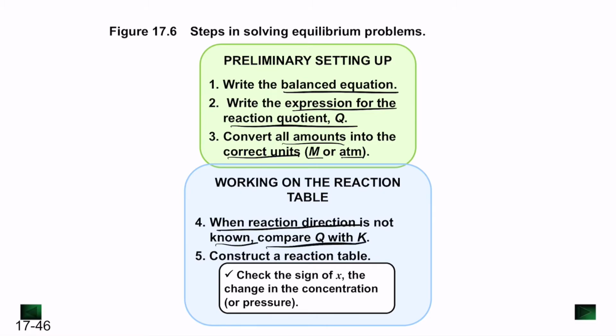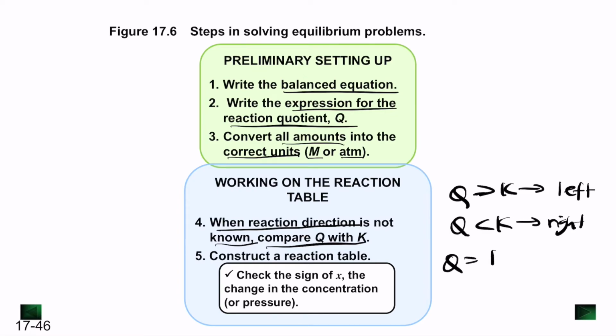If Q is greater than K, the reaction goes towards the left. If Q is less than K, the reaction goes to the right. And if Q is equal to K, the reaction is at equilibrium already. And finally, construct the reaction table. Check the sign of x and the change in the concentration.